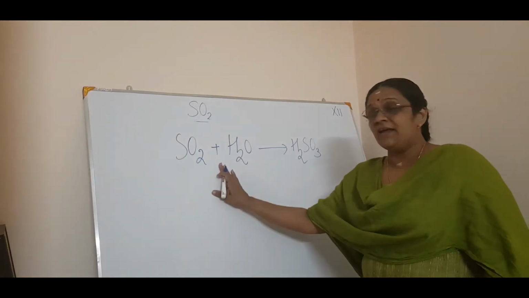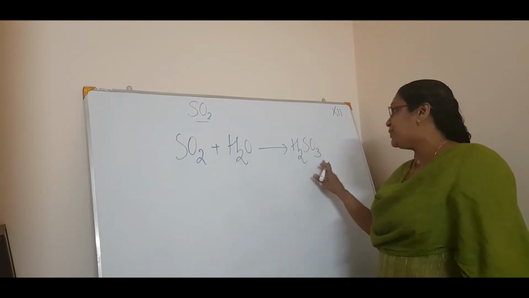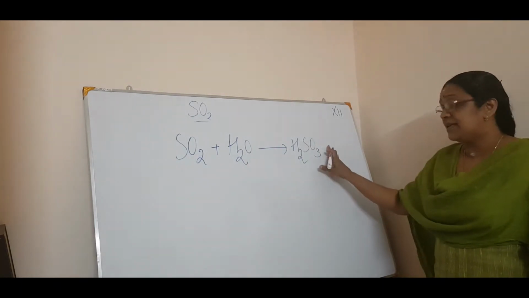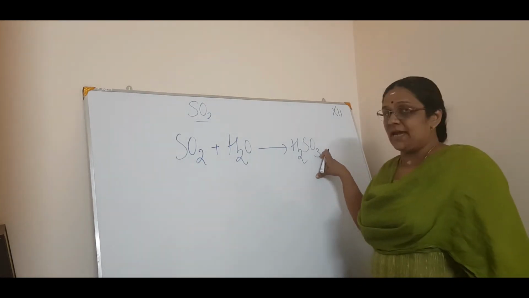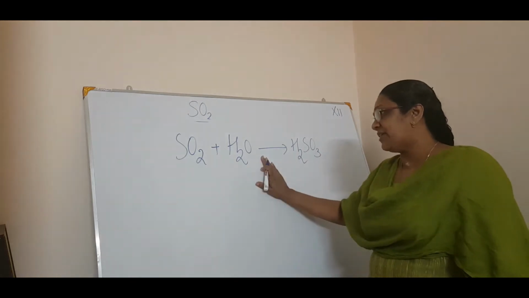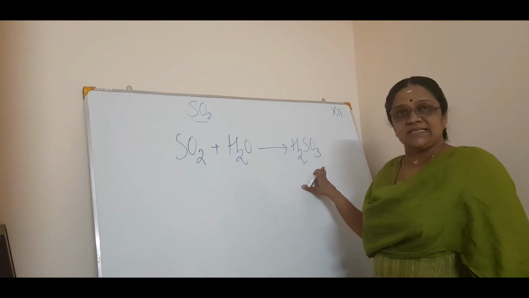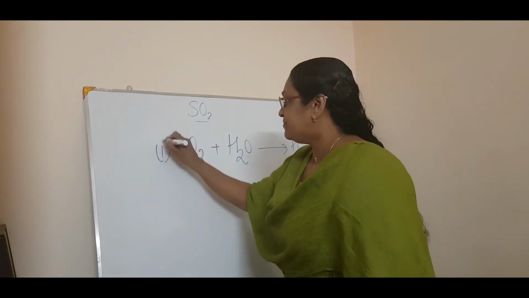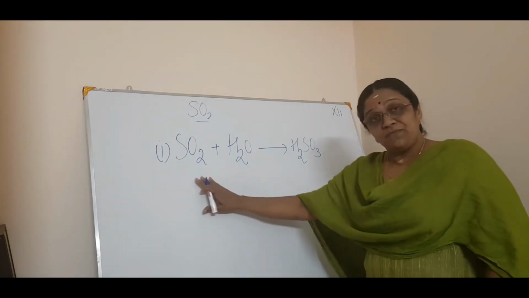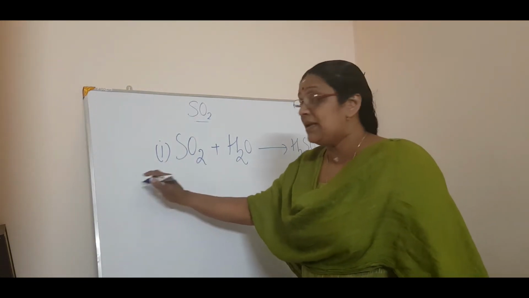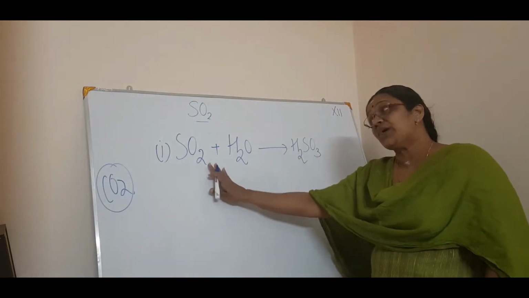Normally, the children make a mistake here. They write sulfur dioxide plus water gives H2SO4, which is wrong. It is sulfurous acid, not sulfuric acid. So this is the first reaction: sulfur dioxide plus water gives sulfurous acid. Now, coming to the second reaction. The reaction which I am going to write is similar for carbon dioxide also. Like sulfur dioxide, carbon dioxide also gives the same reaction.